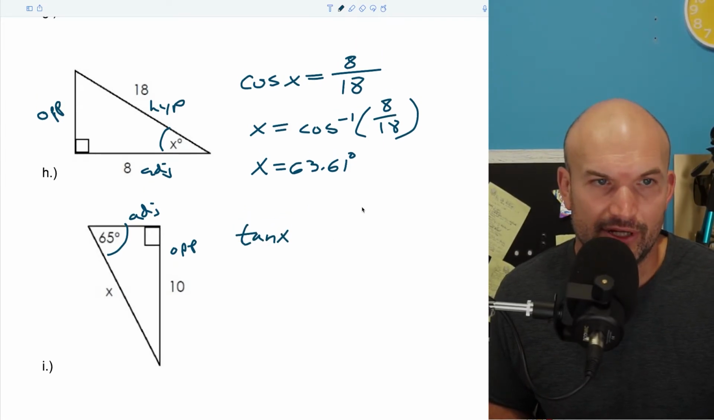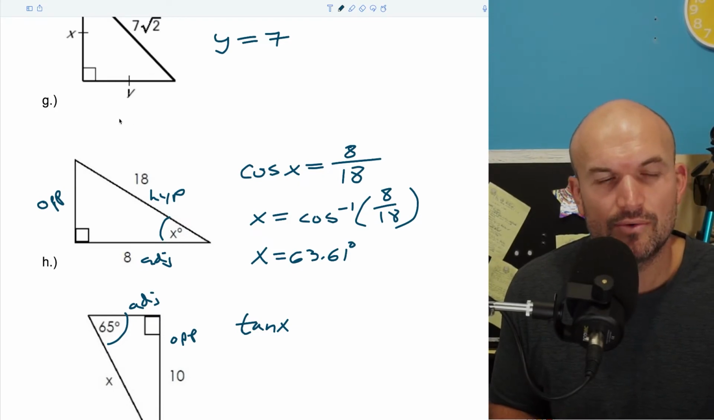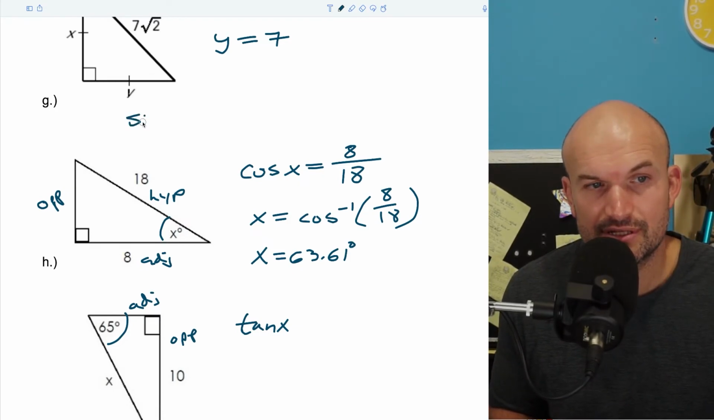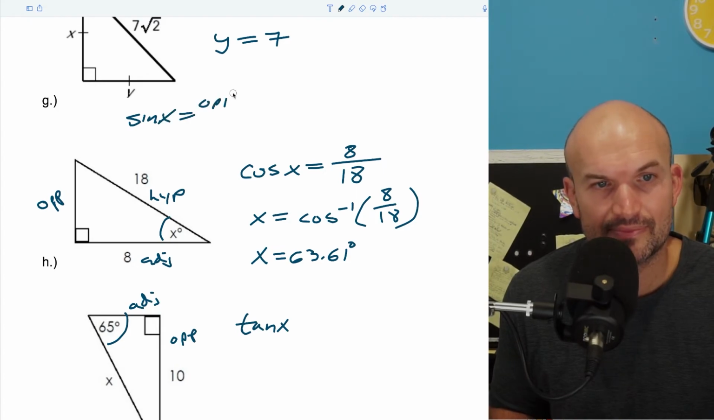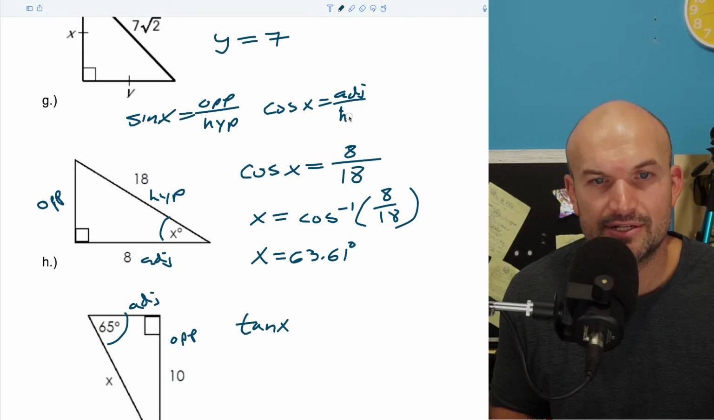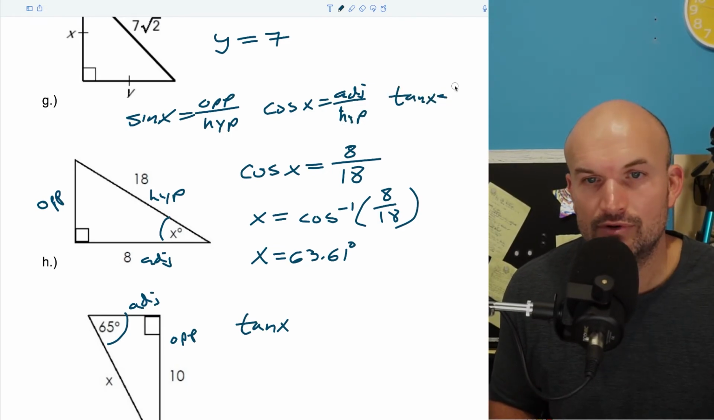I guess I should probably review all the functions, right? So we have three main trigonometric functions. The sine of an angle x is equal to the opposite over the hypotenuse. The cosine of x is equal to the adjacent over the hypotenuse. And the tangent of x is equal to the opposite over the adjacent.